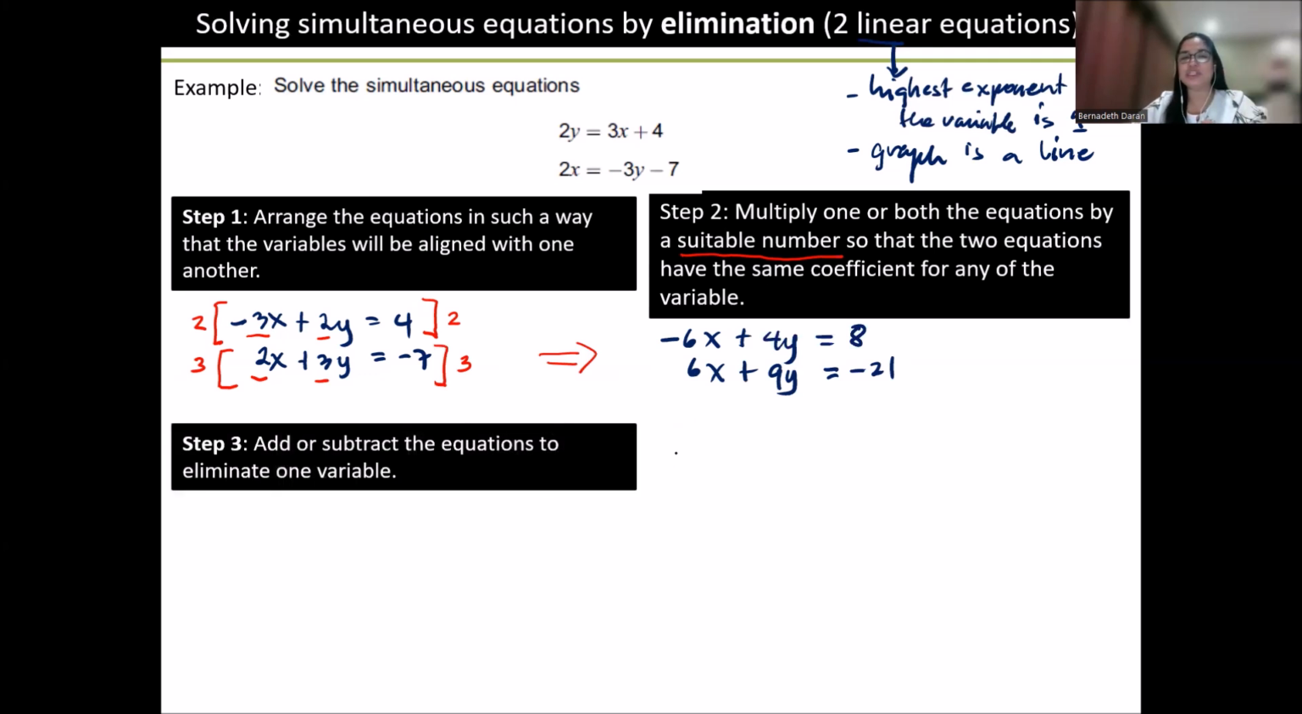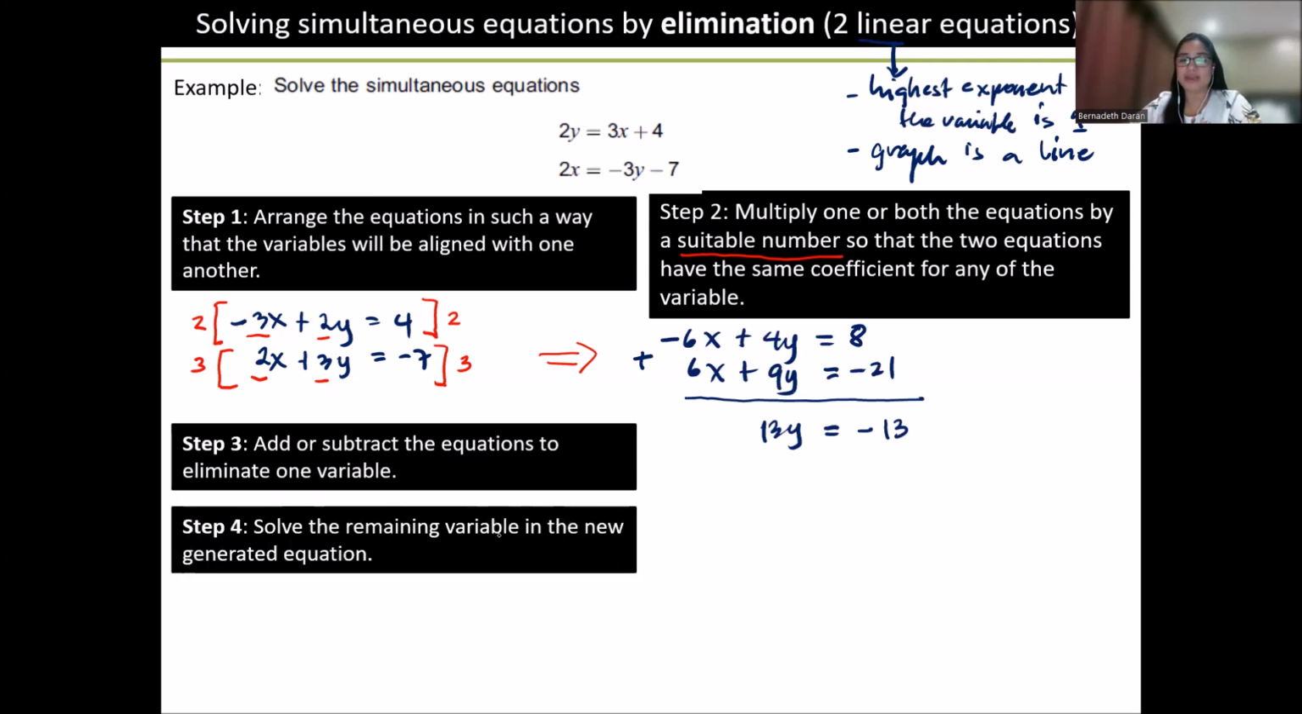Next, we add or subtract the equations to eliminate one variable. If we have -6x and 6x, to eliminate the x, we will add them, because they have different signs. -6x plus 6x is 0, and 4y plus 9y is 13y, and 8 plus -21 is -13.